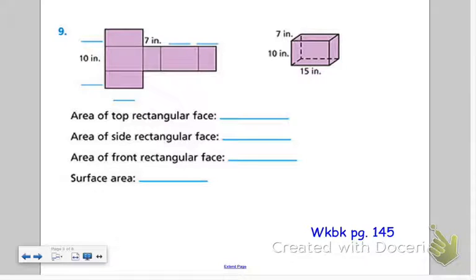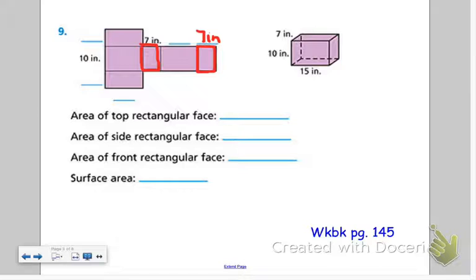Let's see. I'm going to focus on the 7 here. Do you see how this rectangle right here is 7? I know that this rectangle over here is congruent to this one. So if the top of this one is 7, the top of that one is going to be 7.